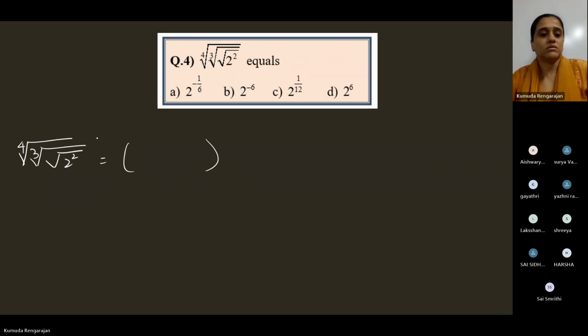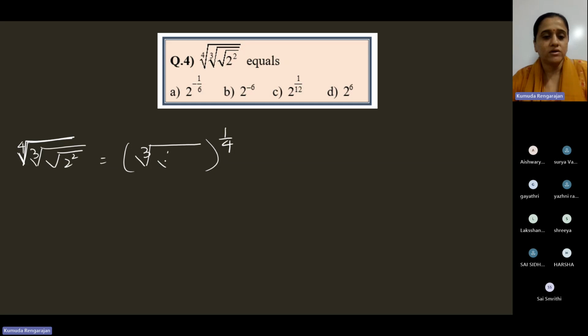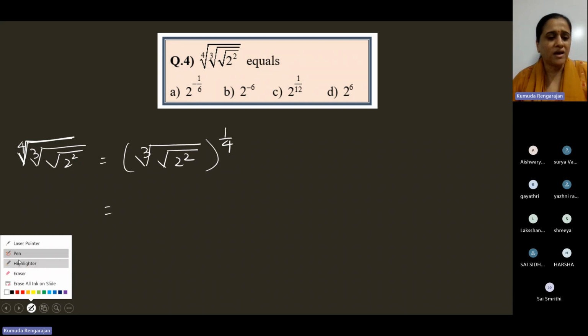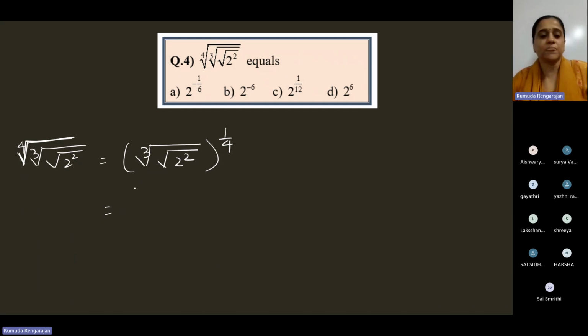So this simple fourth root in the exponential form is to the power 1 by 4. Correct? So then what will remain? Cube root of square root of 2 square. You can write it as 4 also.